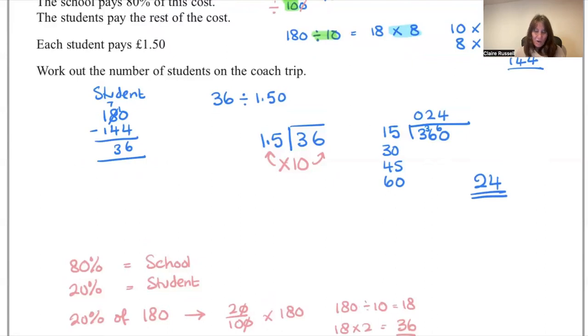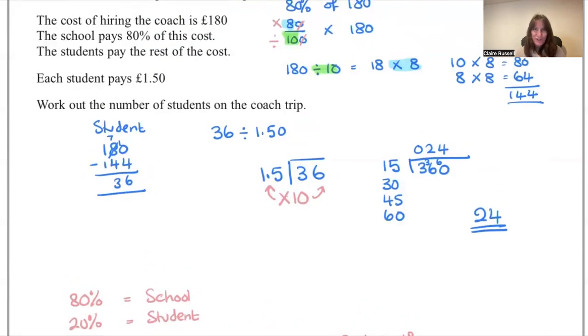All right, so a bit trickier for sure, a lot of steps. It's really testing your skills with finding percentages of amounts and using that bus shelter. So yeah, really is a high end grade 3 question. Well done if you got that right.